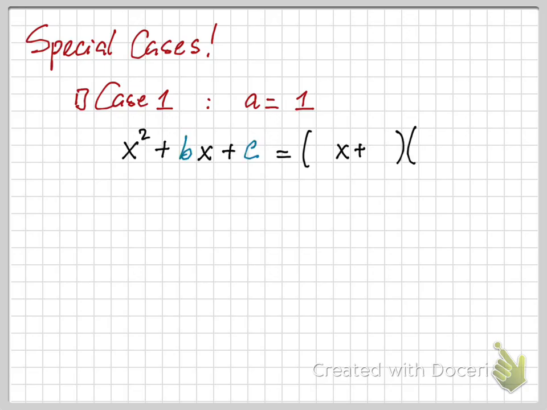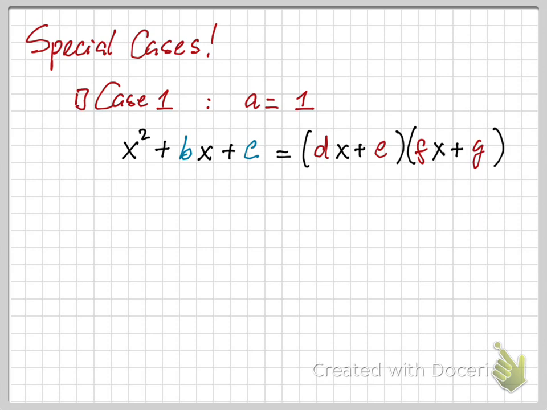There are a few special cases in factoring quadratic trinomials. Let's discuss the first case. The first case is when a equals 1. So if the coefficient of x squared equals 1, then the trinomial is in this form. And if it's factorable, then we can find two binomial factors, dx plus e and fx plus g.